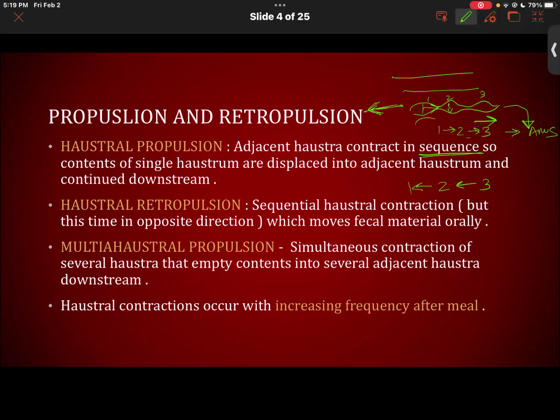So in this case, 3 would contract and 2 would relax, and the feces would move backwards. And then 2 would contract and 1 would relax, and then it would move from 3 to 2 to 1.